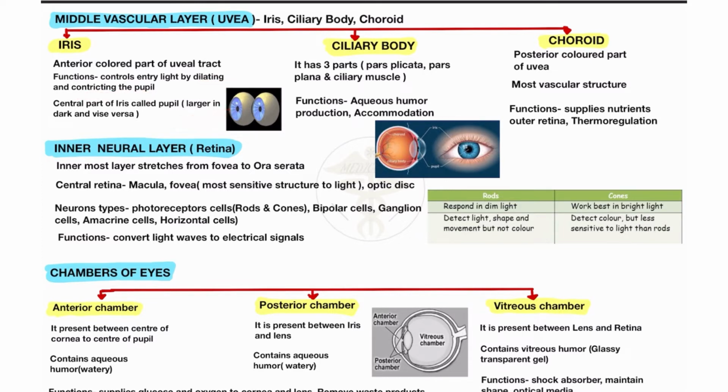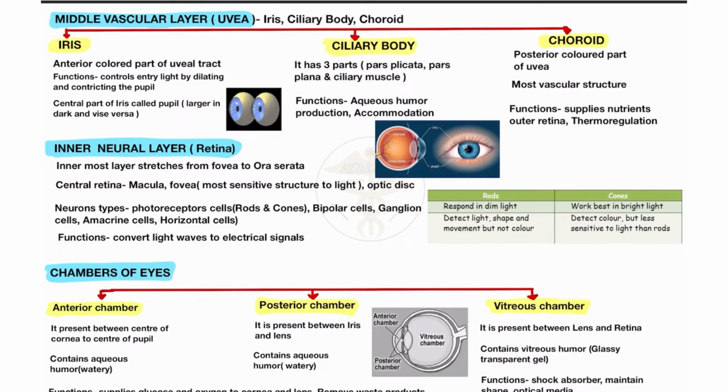When light comes into the eye, the pupil may dilate or contract on the basis of light. When there is a high amount of light, it will contract, and when there is a low amount of light, it will dilate. The central part of the iris is called pupil. I already discussed this blackish color. Here you will also see that this blackish color is called pupil. It is a central part. In this image, the blackish, dot-like appearance is called pupil.